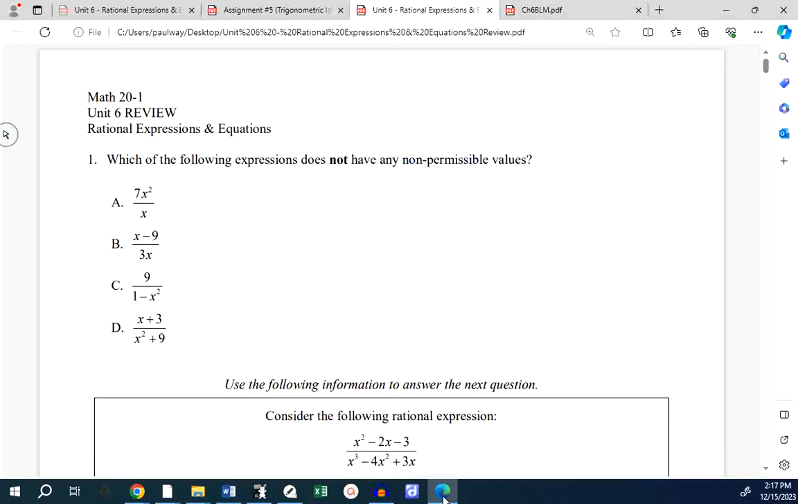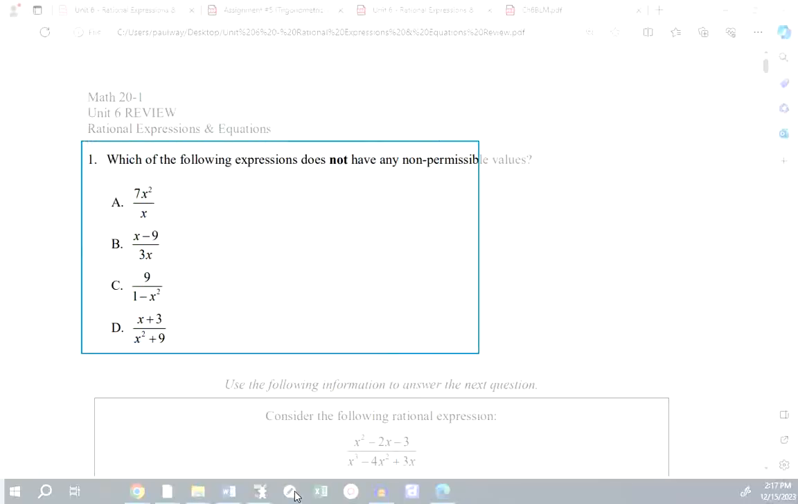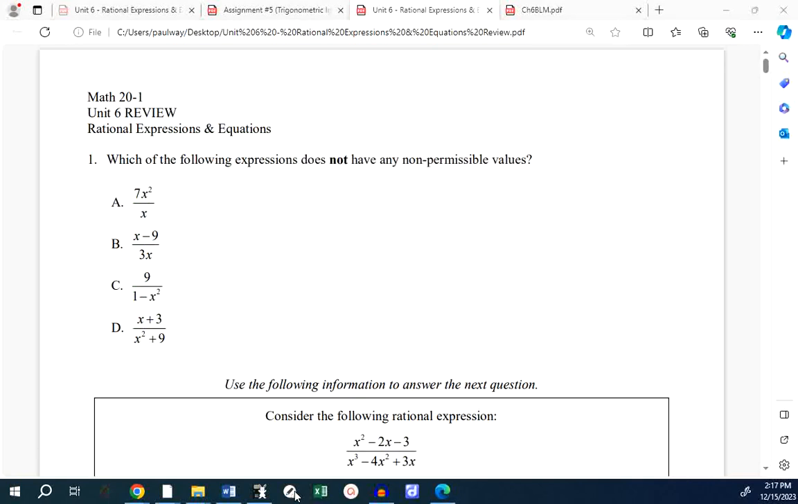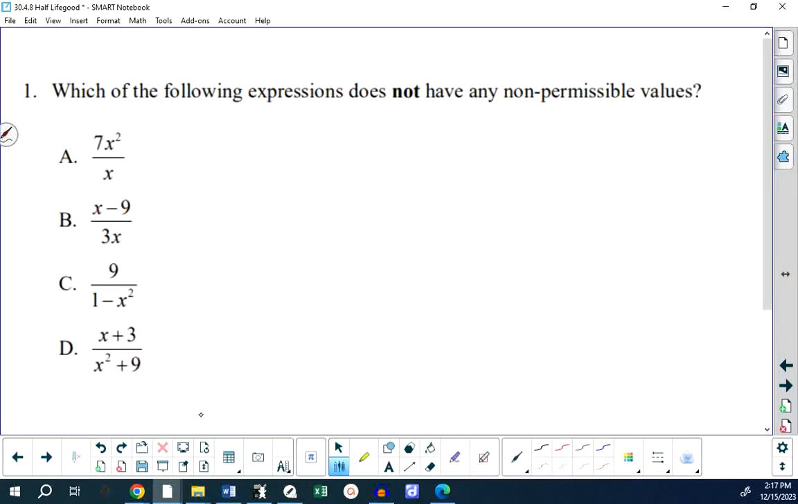So we're talking about this. From now on, I'm going to call it the main handout. This one? Okay, so 1, which of the following does not have any non-permissible values? A non-permissible value happens with rational expressions because you end up dividing by 0, right? So when we take a look at A, at 7x squared over x, x is not allowed to be 0 because if it is, this denominator will be 0. And it doesn't matter that that x in the denominator cancels with an x in the numerator.